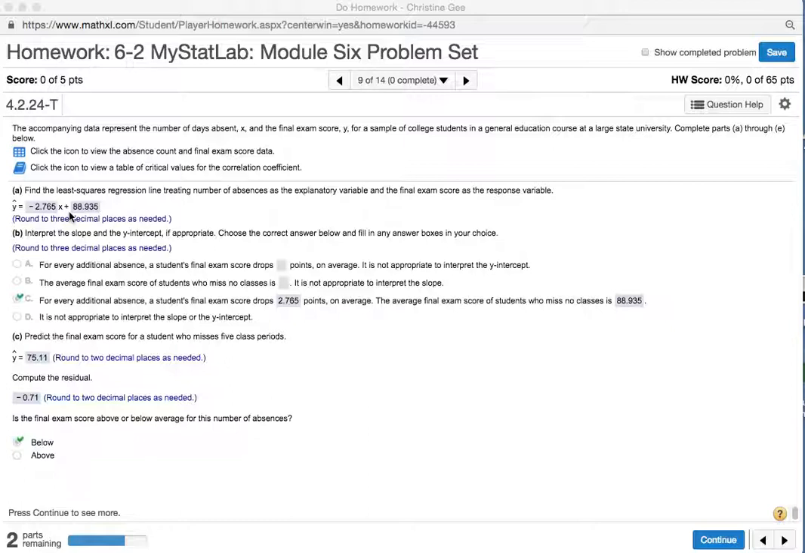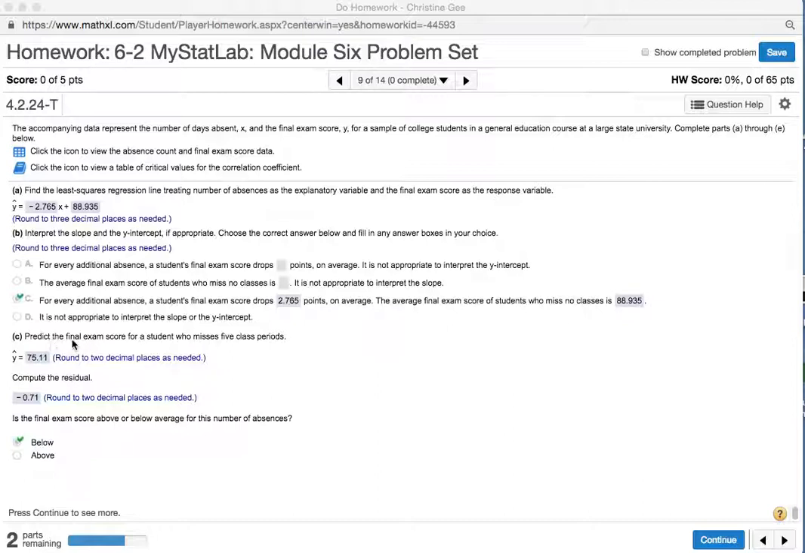If you're not sure, you just put in 0 for X, because that's the number of absences, and 0 times negative 2.765, of course, is 0. And then 0 plus 88.935 is 88.935. So that looks good.